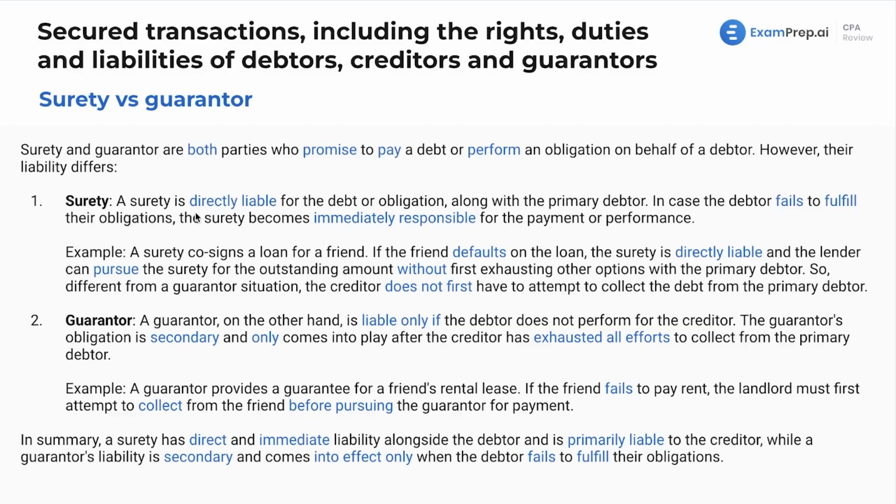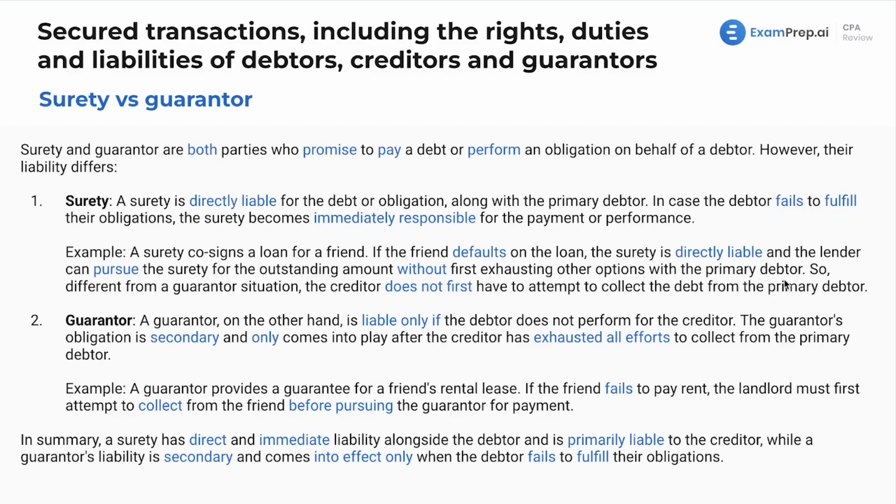Now, a surety is directly liable for the debt or obligation along with the primary debtor. In case the debtor fails to fulfill their obligations, the surety becomes immediately responsible for the payment or performance. Seeing an example here, a surety, so this could be just a person, right? A person co-signs a loan for a friend. If the friend defaults on the loan, the surety is directly liable, and the lender can pursue the surety for the outstanding amount without first exhausting other options with the primary debtor.